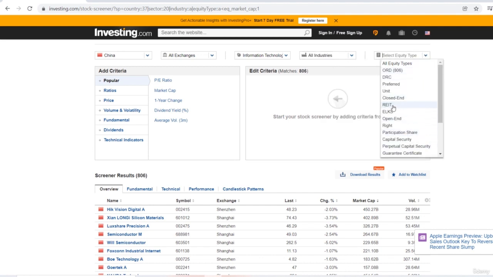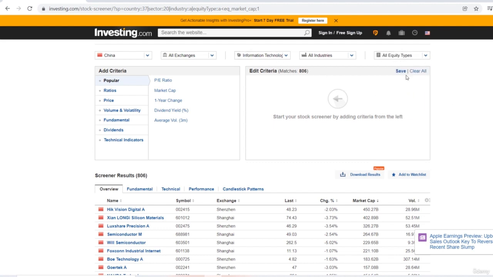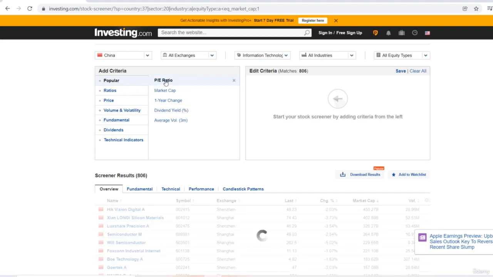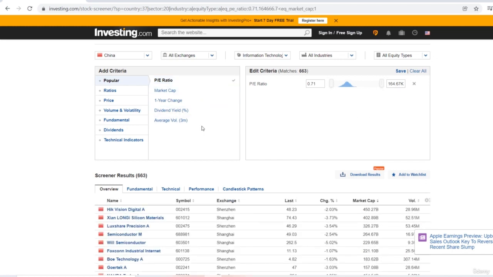Equity types, there's all sorts of things like real estate investment trusts. Again, that doesn't really match up with information technology, but we'll leave it as all equity types. All right, so here you add criteria from the side. So we've got popular ones, certain ratios, certain prices, fundamentals, dividends, different things. They actually have some technical indicators, which is nice too. So let's say we're going to use some of the popular ones. Let's say we want to look at price to earnings. We can choose here, and then we can adjust it on the side here, right?